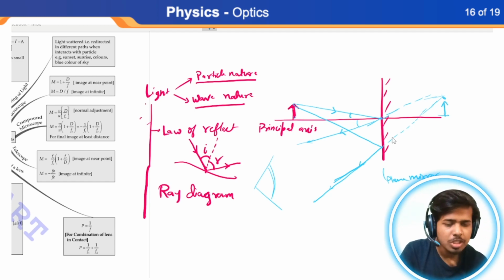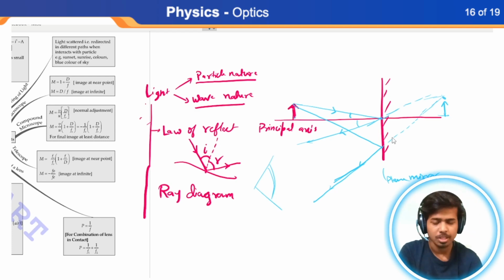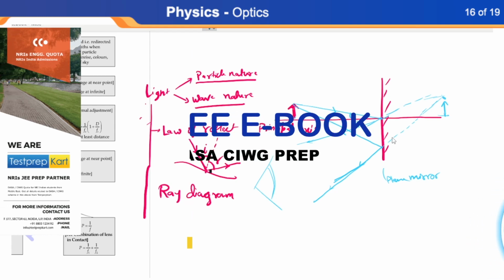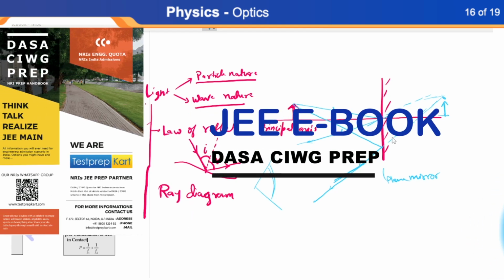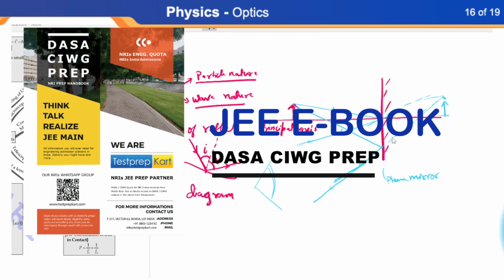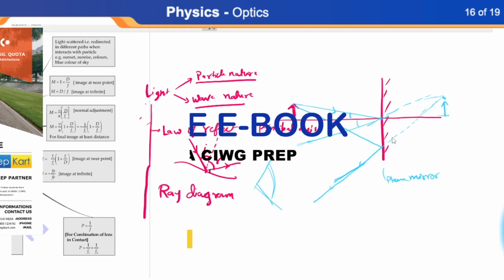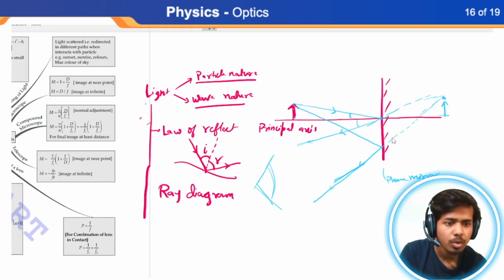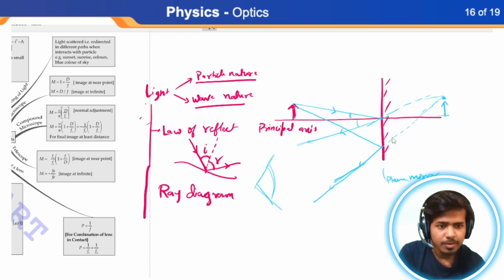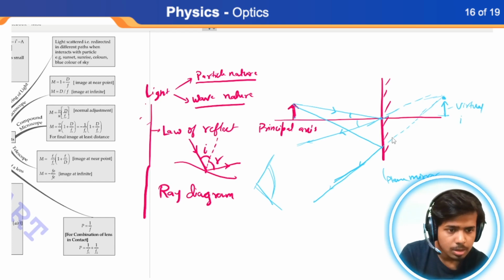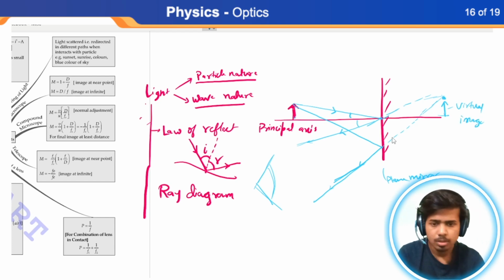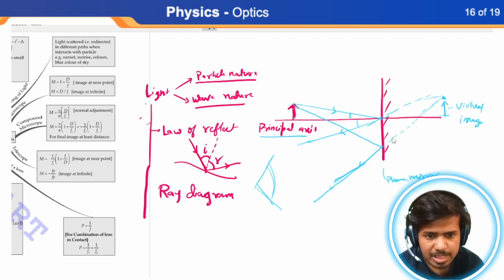Is this a real image? No. Why? Because light rays are not exactly touching each other or crossing each other and forming an image. It is rather the imagination of the mind of this viewer that the light must be coming from this particular point. That is why he will see a virtual image. I'm talking all about a ray diagram here. So this is the principal axis.